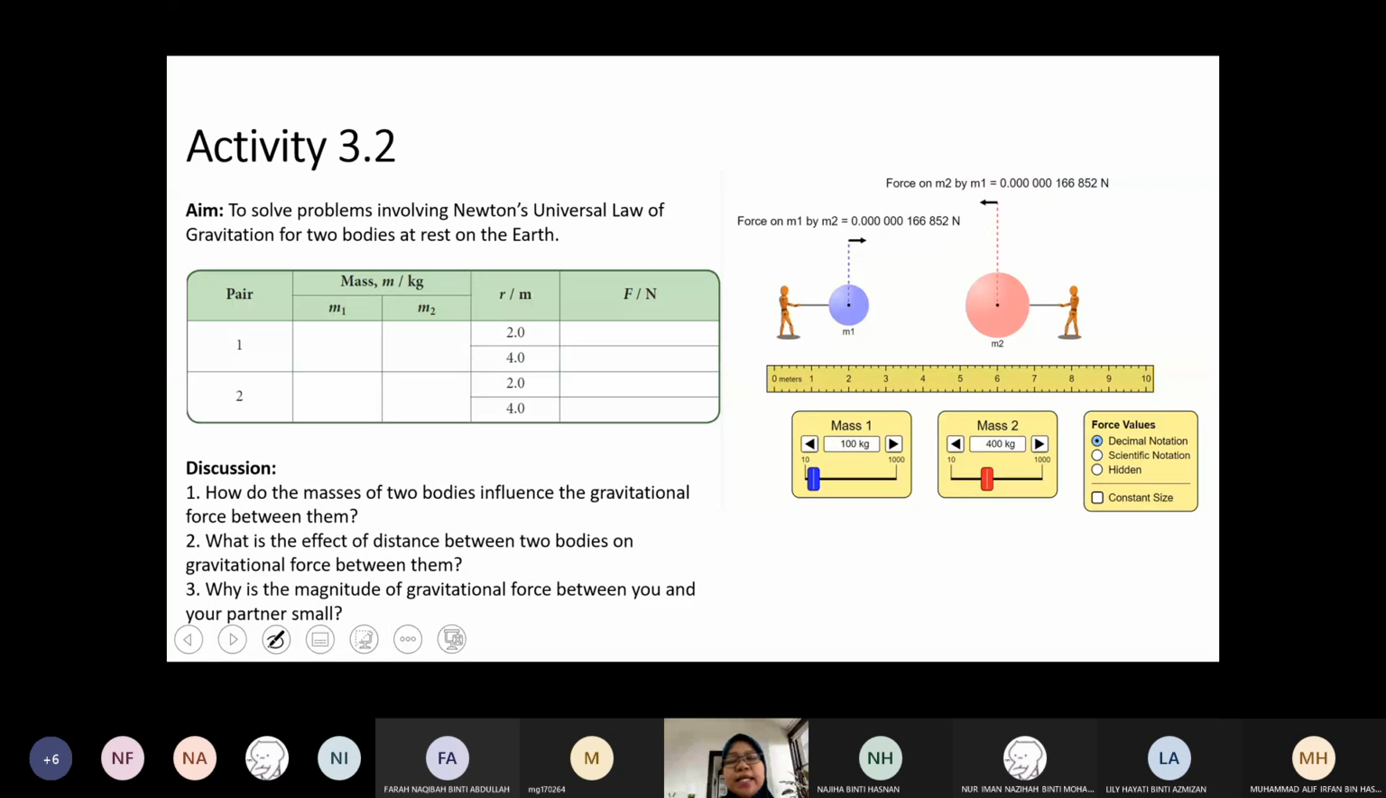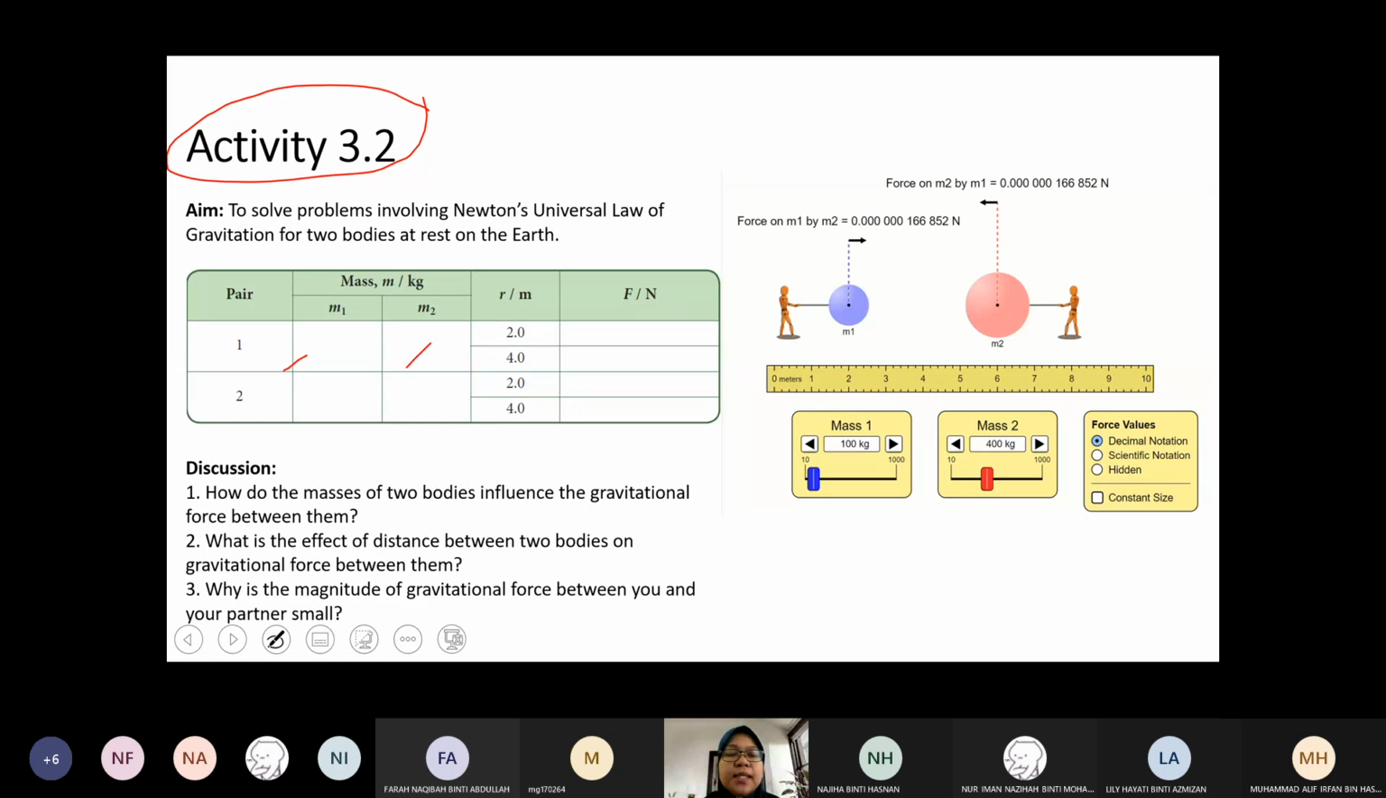Okay, so if we were at school in the lab, we would do activity 3.2. Okay, what does activity 3.2 ask? Activity 3.2 says the aim is to solve problems involving Newton's universal law of gravitation for two bodies at rest on the earth. So actually the instruction is, you pair up with a friend. You choose a friend and then both of you weigh your masses. Weigh the masses of the two students. Okay, you weigh your mass, and your friend's mass, you write here.